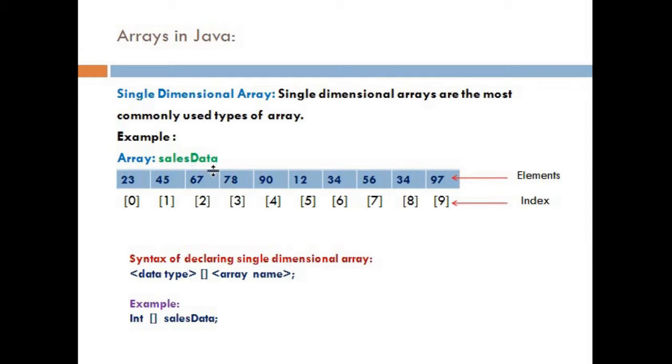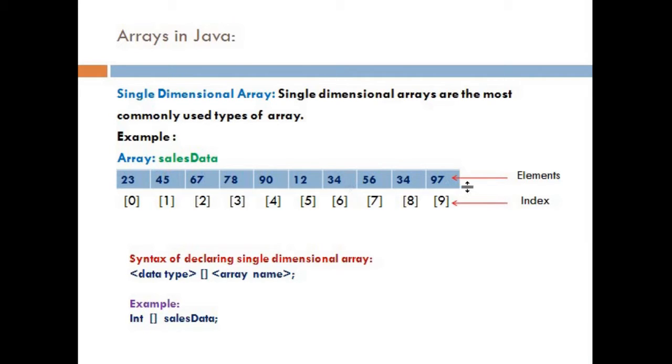Now from this array called sales data, we can easily find the index for a particular element of the array. Okay, let's find the index for the element 90 in this array. Obviously, the index is 4 as represented by the number below the element 90. In the same way, the index for the number 56 is 7. The index for the number 97 is 9. The index for the number 67 is 2. And the index for the number 23 is 0.